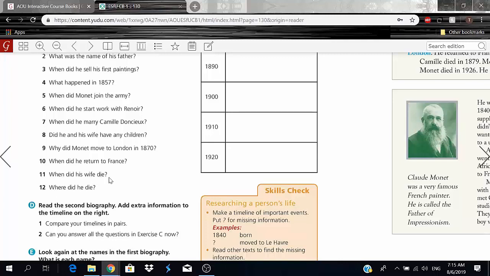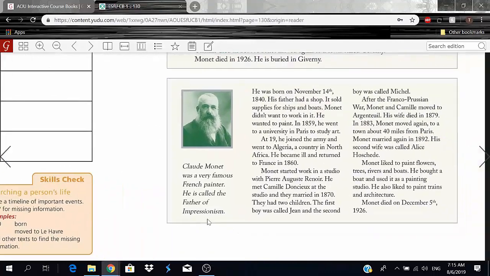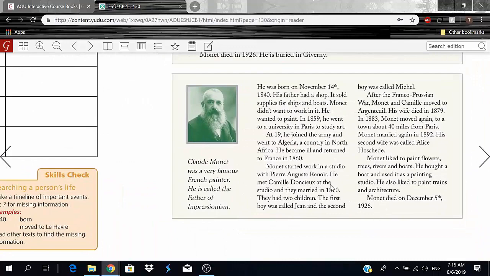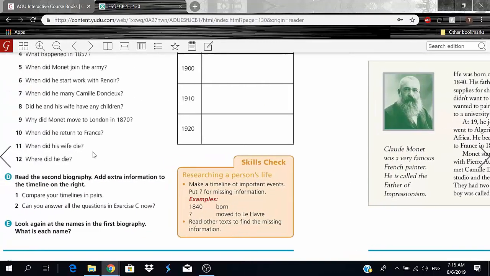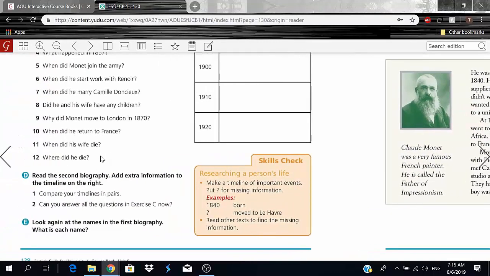Just a little bit off topic, but I actually had some research done on this guy, and I know it. When did his wife die? She died in 1879. Where did he die? Okay, so notice they said where did he die and not when. So I think he died in Giverny, right? Because he moved there and he finally died there as well.